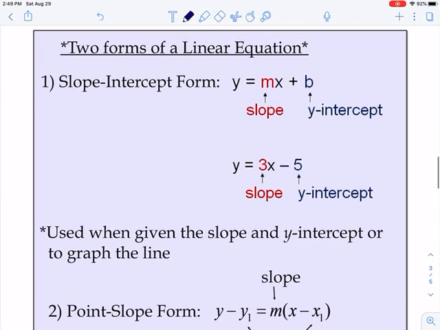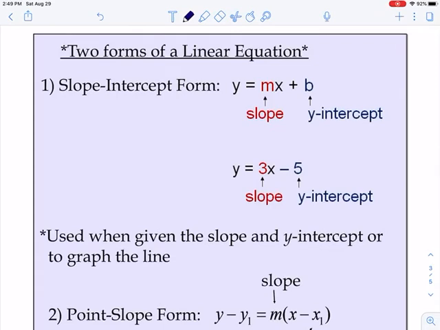So we're going to have two forms of a linear equation, and hopefully you remember both of these from algebra last year. So you're going to have something called the slope-intercept form. The name of the form tells you what you need. You need the slope and the intercept, the y-intercept that is. So the slope-intercept form is y equals mx plus b. Okay, this m, the coefficient of x, is your slope, and b is going to be your y-intercept.